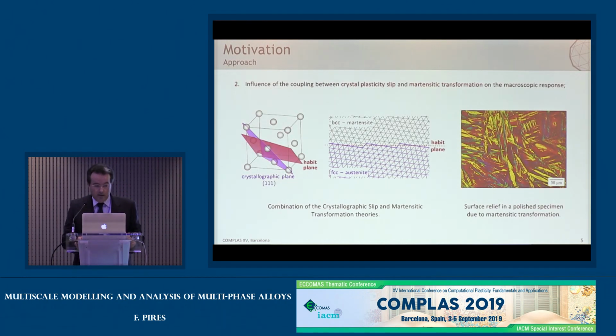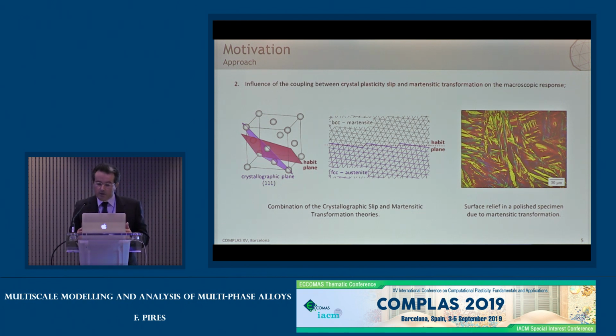The second ingredient is the coupling between crystal plasticity and martensitic transformation. The coupling of these two phenomena is actually very important. There are transformation-induced plasticity materials, and this is probably one of the most adopted strategies for alloy design. The reason for that is because it's relatively inexpensive, and they can really improve the strength to ductility ratio, which is one of the avenues that we need to pursue in order to have lighter structures and more resistant structures.